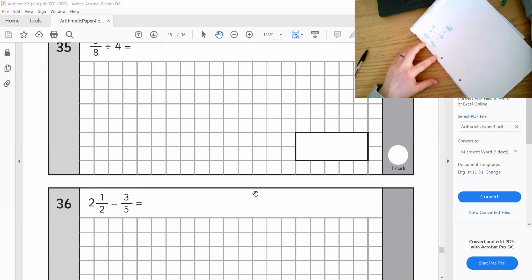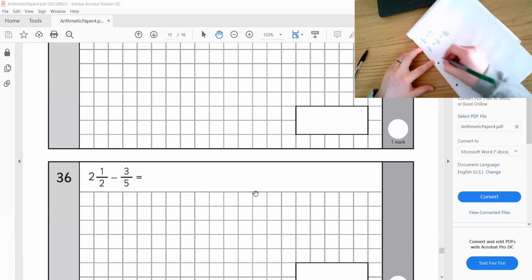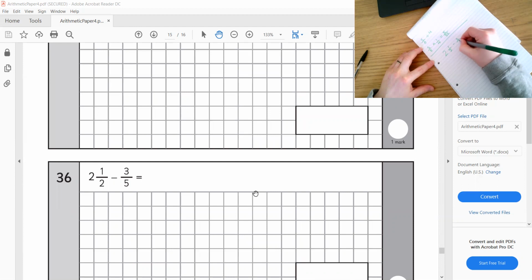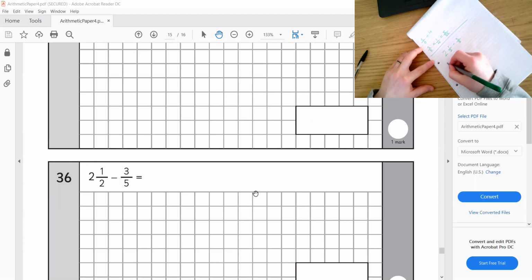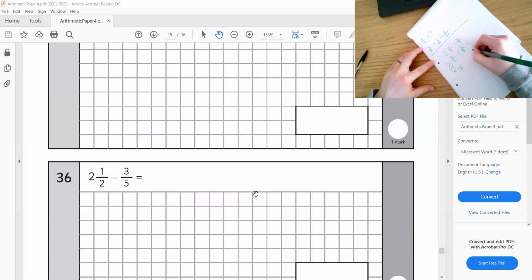And then finally, the last one here. So 2 wholes and a half. Take away 3/5. So that's the same as having 5 halves, isn't it? So that equals 5 halves. Right, take away 3/5. Got to find the common denominator. So if I times that by 5, then I should end up with 10. And if I times this by 2, I should end up with 10.